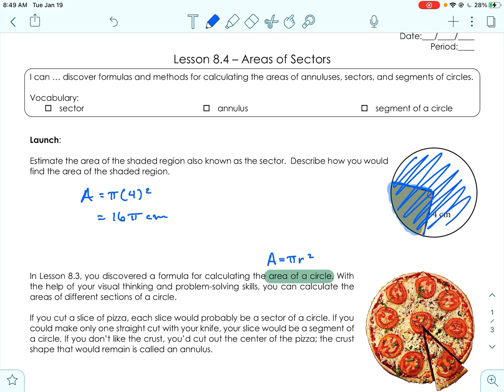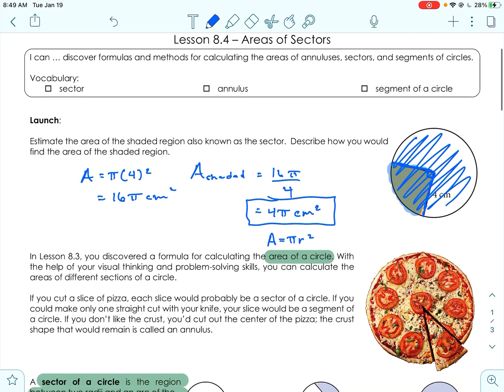I also know that there is 90 degrees in this angle right here, this central angle, and I know that if I do 90 times 4, I get 360 degrees. So if I wanted to find the area of the shaded region, I would take 16 pi and divide that by 4, and that would give me 4 pi centimeters squared. Okay, so the area of the shaded region we're estimating is 4 pi centimeters squared.